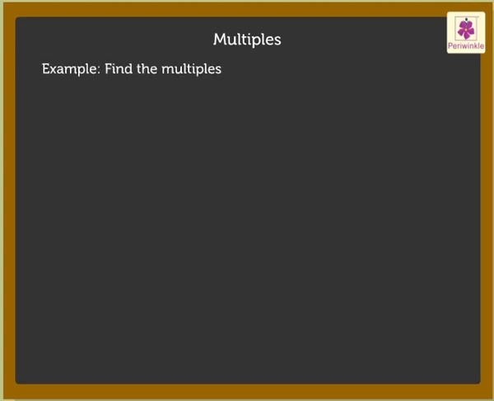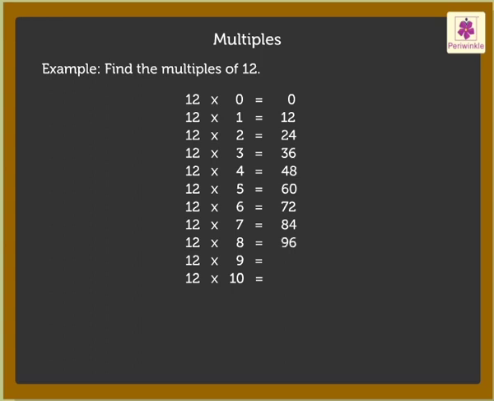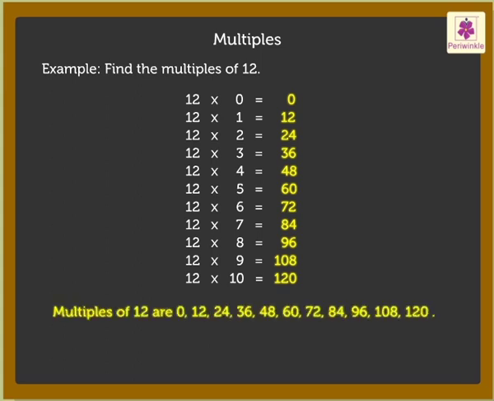Let us find the multiples of 12. It is easy. When we multiply 12 by 0, 1, 2, 3, 4, 5, 6, 7, 8, 9, 10, and so on, we get 0, 12, 24, 36, 48, 60, 72, 84, 96, 108, 120, and so on as the products. So here, the products obtained are nothing else but the multiples of 12.